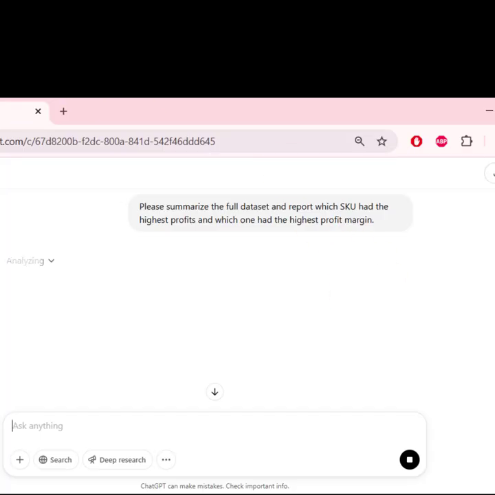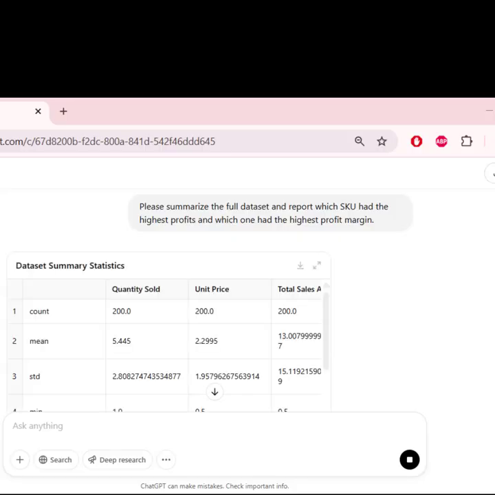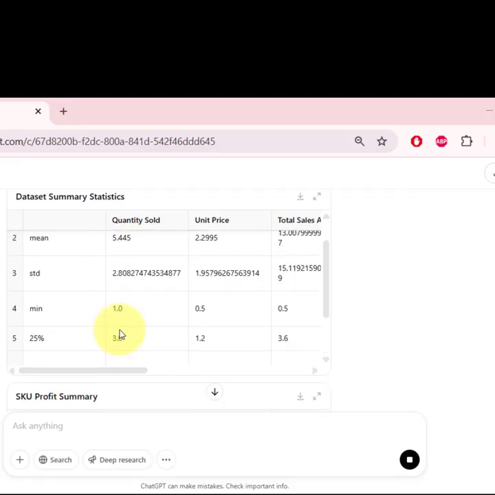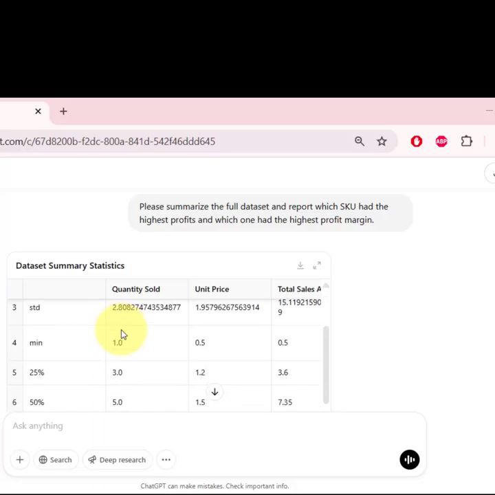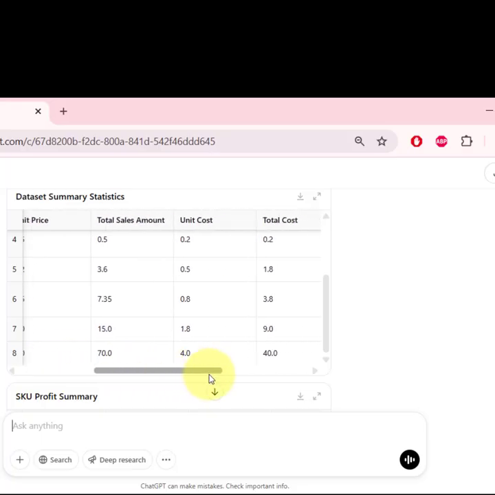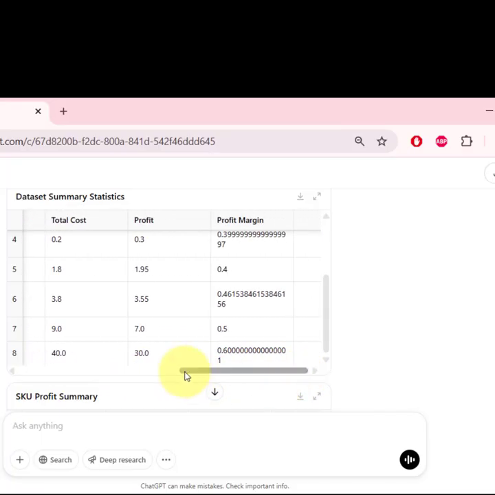And so we're asking it to summarize. And what do you think a summary would be? So we're trying to see which ones had the highest profits. And so we have some descriptive statistics here, and you can see the max and the min would be included here, and the total sales amount, and you can see the max here at the bottom. So the max quantity sold was 10, the highest unit price was 7, and the highest profit looks like it was 30, and the highest profit margin was 60%. This is fine, all good.